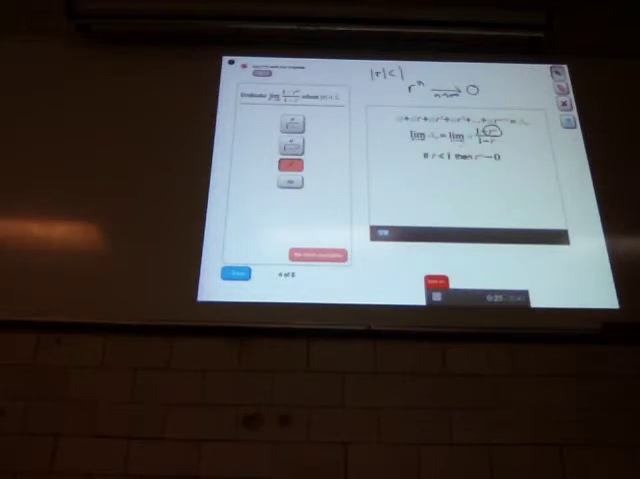What are we left with for the limit then? Well, we have a times 1 minus 0 over 1 minus r, which we can write as a over 1 minus r.